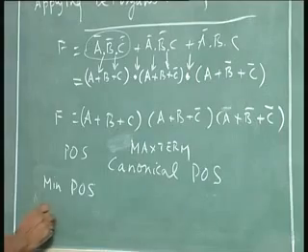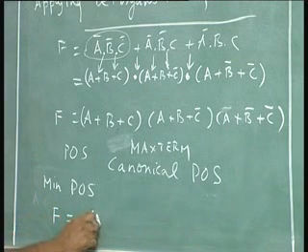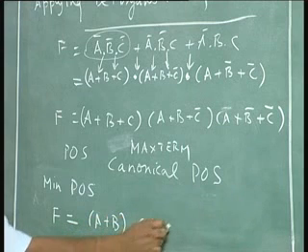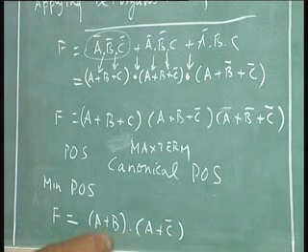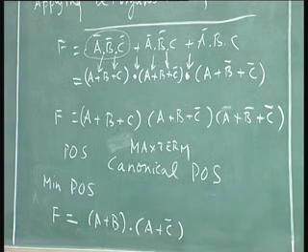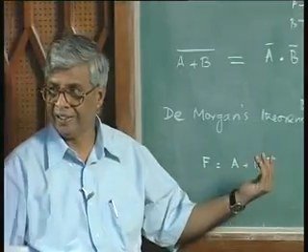I wanted you to try it as homework. F becomes A or B, I want it in this form. I can always apply Boolean algebra. I said F is equal to A plus B C bar. Don't proceed from here and prove this, okay?